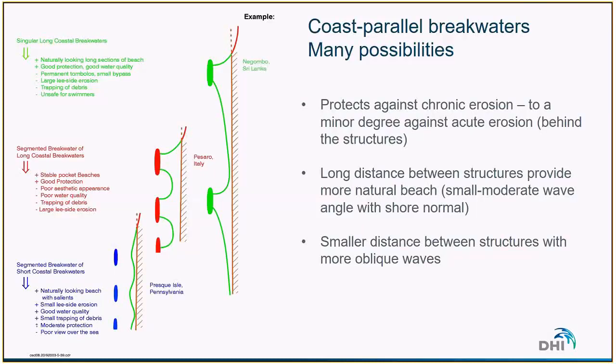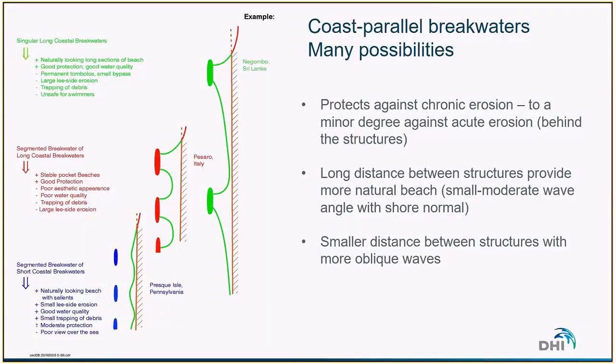If we use segmented long coastal breakwaters, we will generate small, stable pocket beaches, which provide very good protection against erosion. The main problem here is that it's going to have a poor aesthetic appearance, and they will tend to have a poor quality of water and also trap a lot of debris.